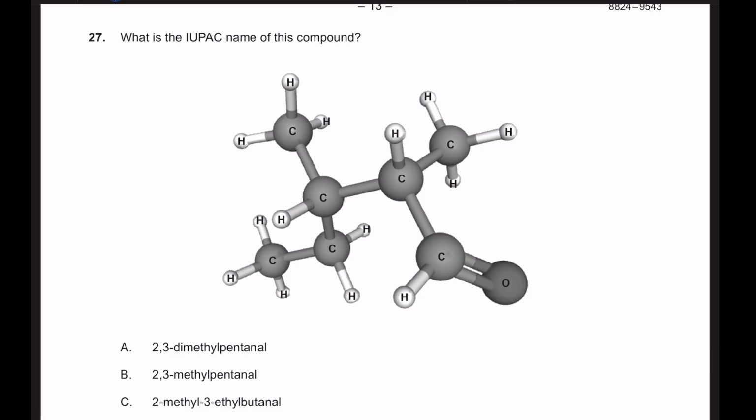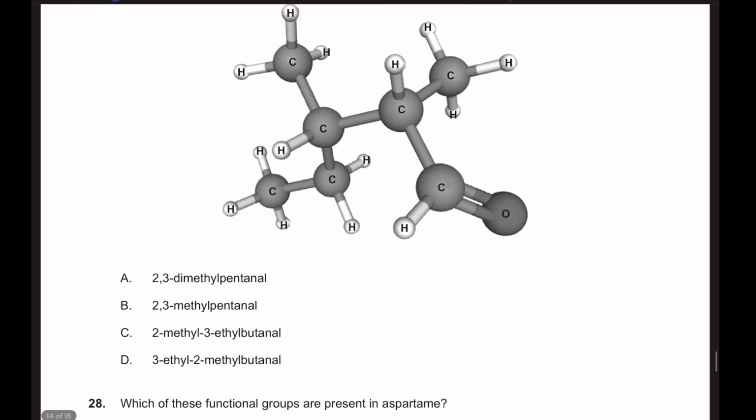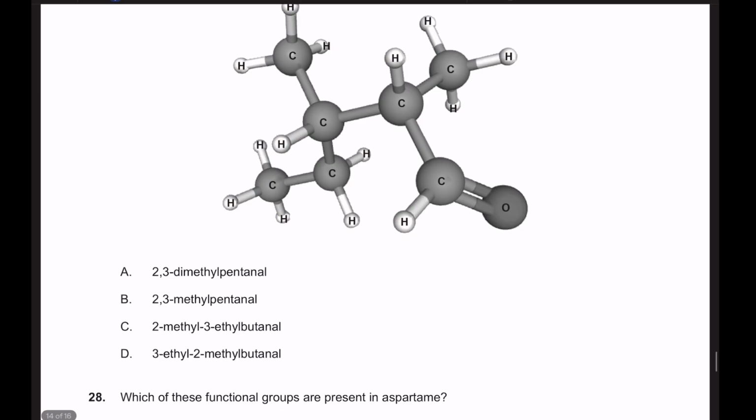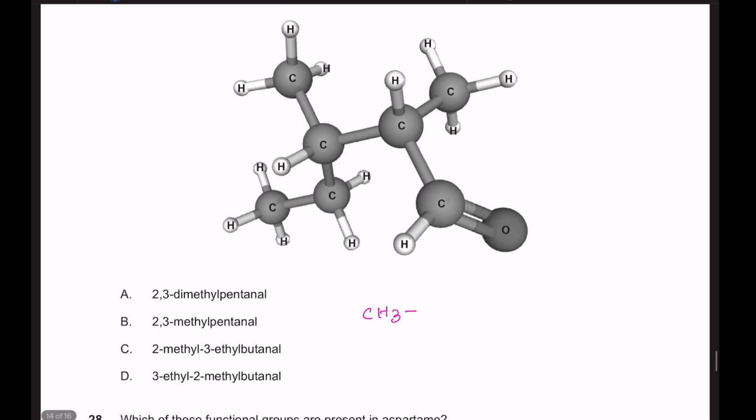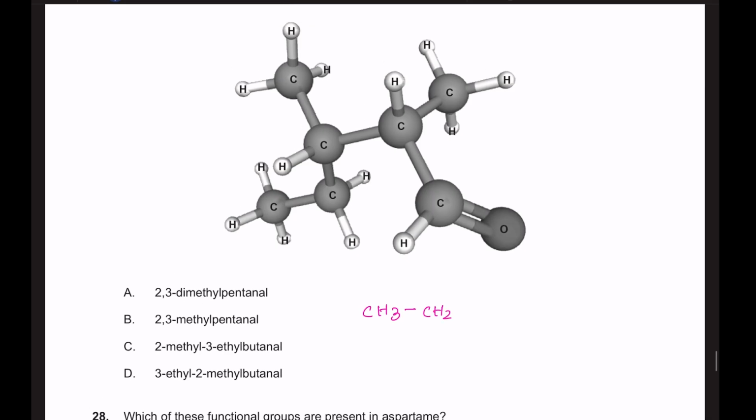Now we have to find the IUPAC name of this compound. For any of these ball and stick diagrams, first we'll try to draw the compound. So CH3, CH2. This one done. Then this C is connected to CH. This is connected to one CH3. The other part is connected to this carbon, which is CH. It's connected to another CH3 here. At the end, you have C double bond O H. This is the structure.